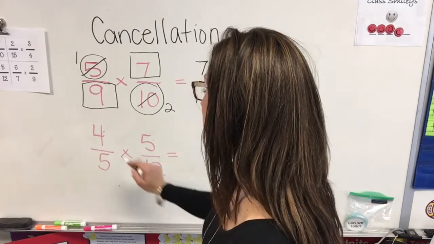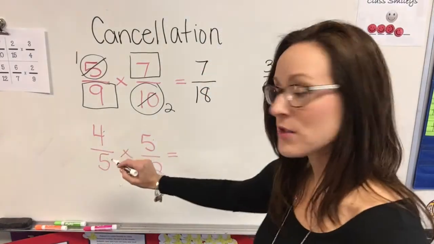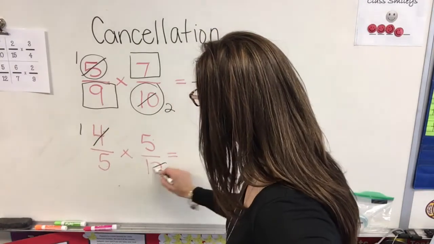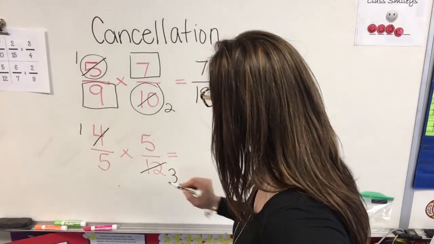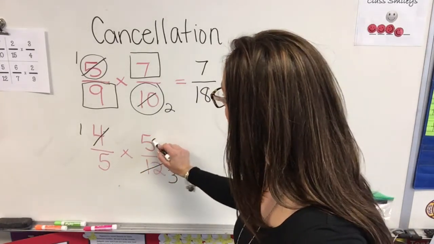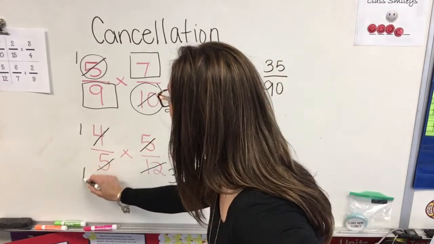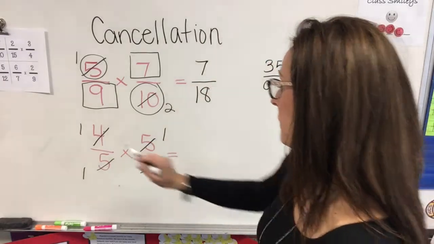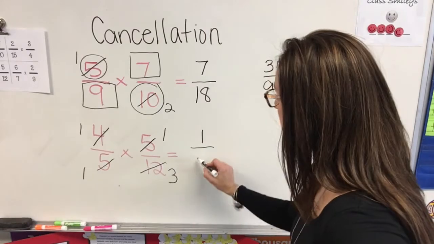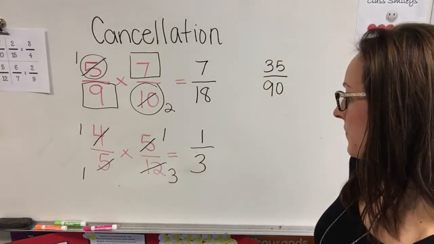4 can go into 12. Let's use that as our greatest common factor. So I'm going to divide 4 by 4, which is 1. I'm going to divide 12 by 4, which is 3. And 5 and 5 cancel each other out, so we can turn these both into 1's. 1 times 1 is 1, and 1 times 3 is 3.